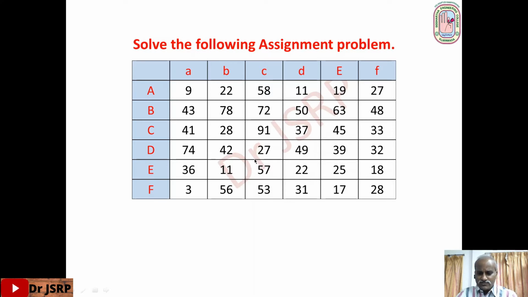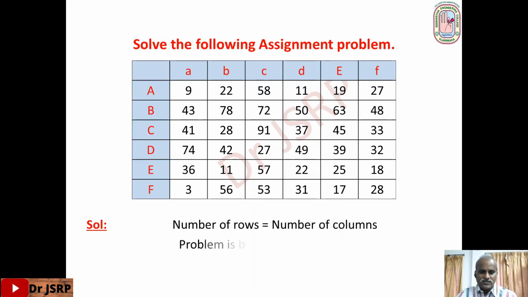First, verify whether it is balanced or unbalanced. So number of rows equal number of columns. So the problem is balanced. We have to obtain the first matrix by subtracting the minimum of each row from the entries of that row. So find here row minima.